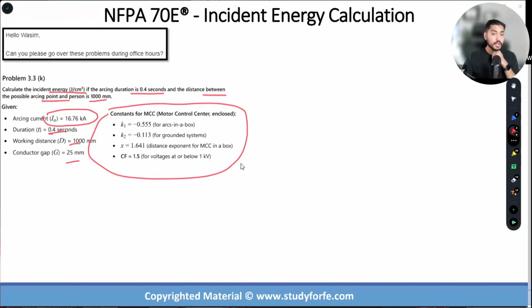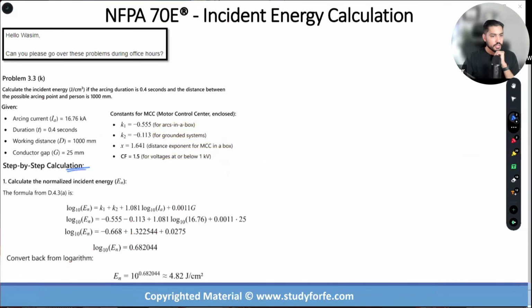Not directly, but indirectly, because we have an arc in a box, correct? We have a grounded system, correct? Distance exponent for MCC in a box, and this is for voltages at or below 1 kV, right? All of these details you need to extract, guys. Looking at the solution, sometimes it appears too easy, that I should be able to figure it out on the exam. But you guys know that on the exam, unless you have developed muscle memory, not memorization, but you know the framework, the steps, the blueprint, chances are that you'll probably struggle.